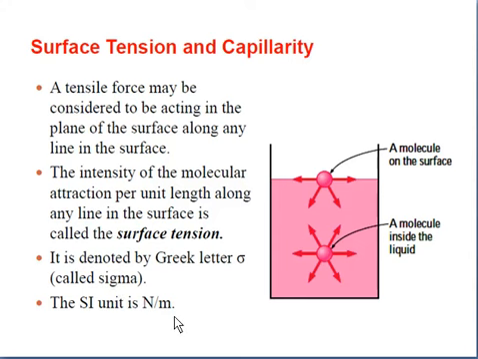Why is the unit Newton per meter? Because it is a force, and it is per unit length. It is a force per unit length. That's why the unit becomes Newton per meter.